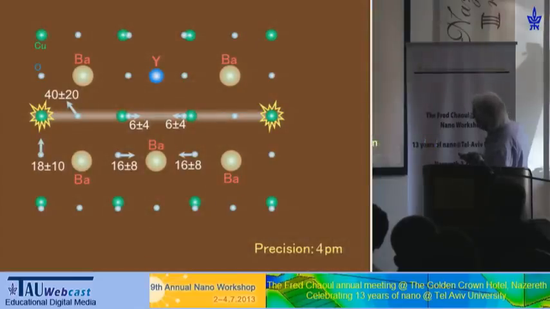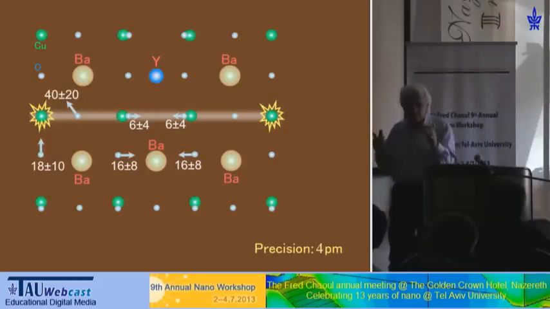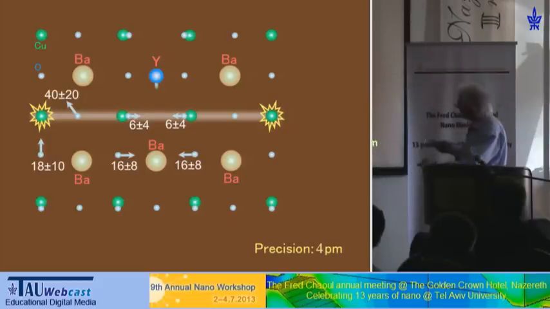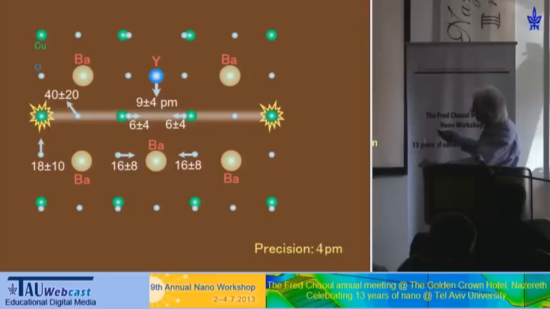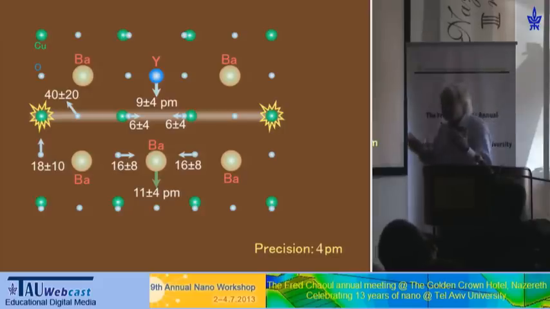So we can construct displacement maps around the boundary. This is the boundary, and we see that in the boundary, the oxygen relaxes to the copper by 6 picometers. We can measure 6 picometers, and up here we have the yttrium. It is dragged into the boundary by 9 picometers, while the fat barium is just moved out by 11 picometers. So these are enormously small numbers.